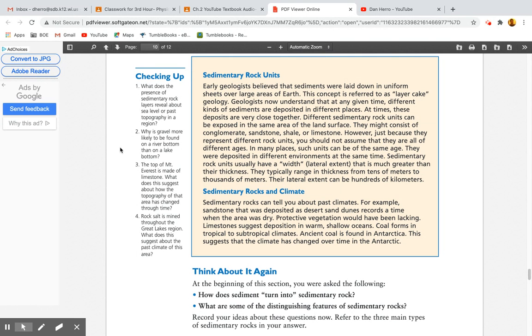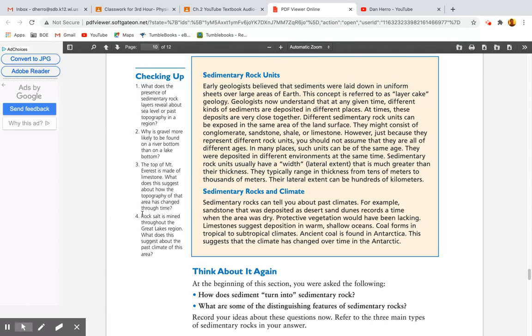Sedimentary rock units usually have a width, lateral extent, that is much greater than their thickness. They typically range in thickness from tens of meters to thousands of meters. Their lateral extent can be hundreds of kilometers. Kind of like that Magnolia Bluff. I mean, parts of it are just miles and miles of sandstone, and then you think about Devil's Staircase, that's miles and miles of limestone. So that's kind of what they're talking about.